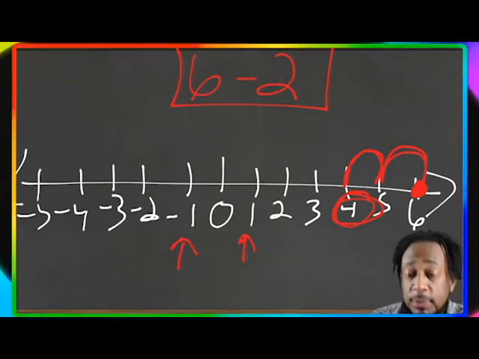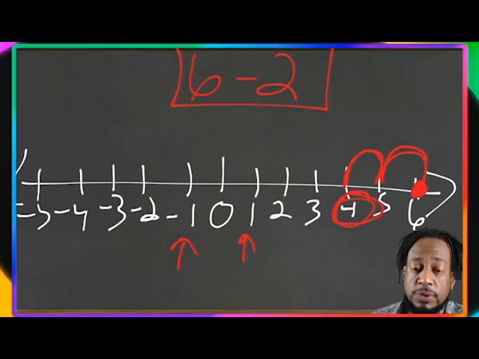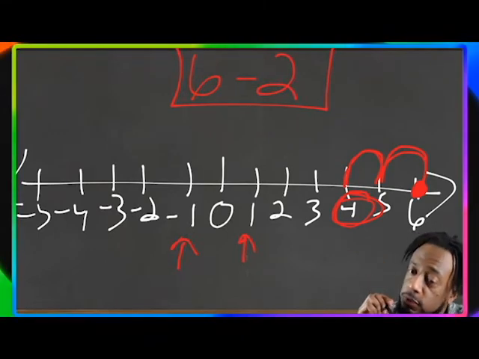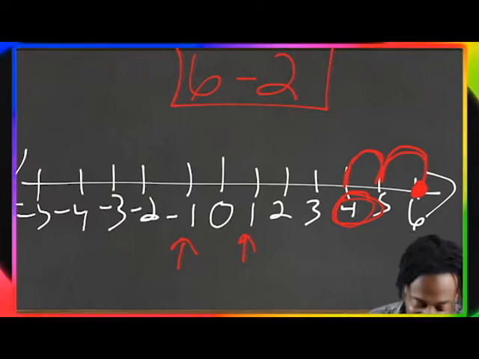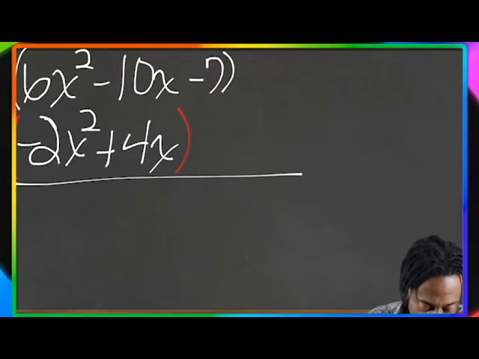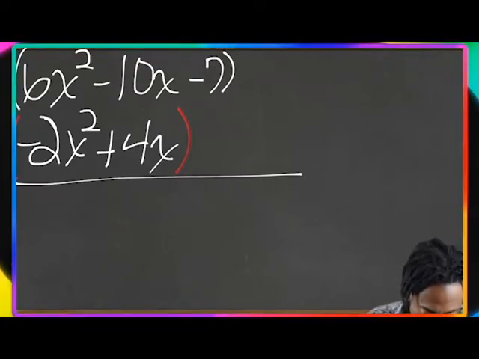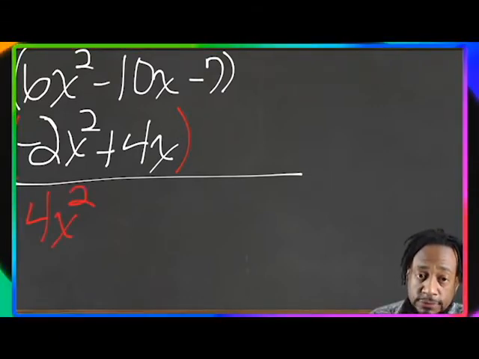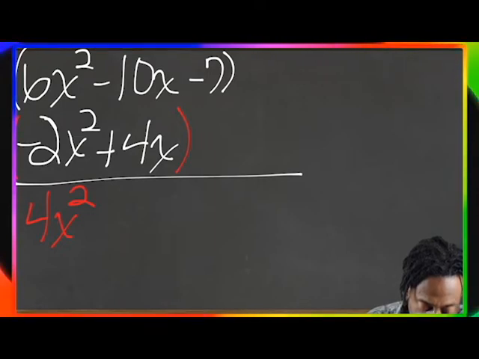Now, if you need me to break down any more integers for you with the number line, comment below. I'll make a video and we're going to keep it moving, okay? So, let's go here. So, 6 minus 2 is 4x squared, right? Now, we have another integer.